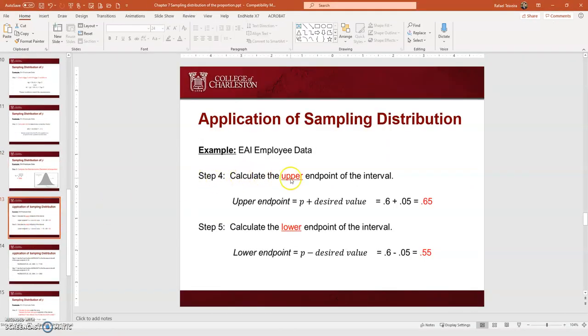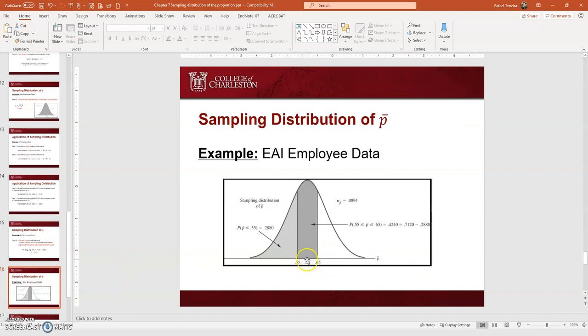Step 4, calculate the upper endpoint and the lower endpoint. How do we do that? We get the proportion and we add the desired value. Both are given in the problem. The problem says within plus and minus 0.05. So we get the proportion and we add 0.05. We get the proportion and we subtract 0.05. We get the upper and lower endpoint of the interval, which is shown here.